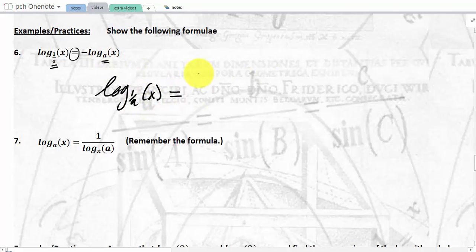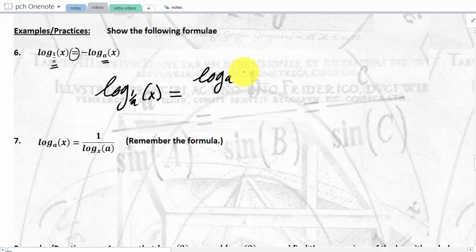All right, look at that. Number 6. Show the following formula. So what do I see when I look at this equality? It's an equality of two logs, but they don't have the same base, right? So I'm thinking, hey, change of base formula. So log base 1 over a of x, and I want to write that in log base a. So let me apply my change of base.